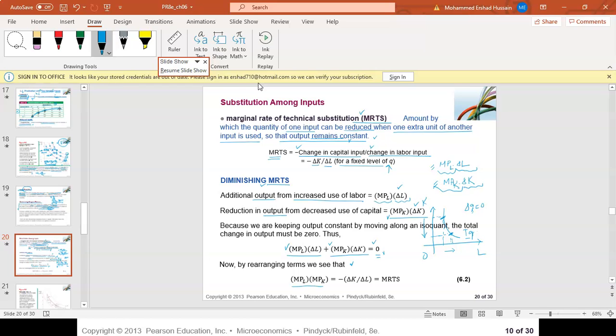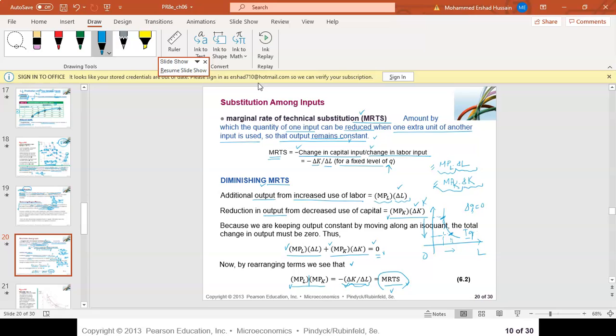From here we get marginal product of labor divided by marginal product of capital equal to minus delta K over delta L, equal to MRTS, the marginal rate of technical substitution. That is what it shows us: the ratio of the two factors of production, MPL divided by MPK. Here there will be a divide sign, and this is the opposite. This is the negative of the slope of the isoquant.